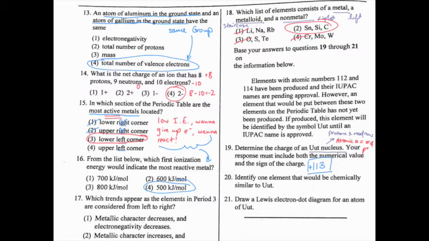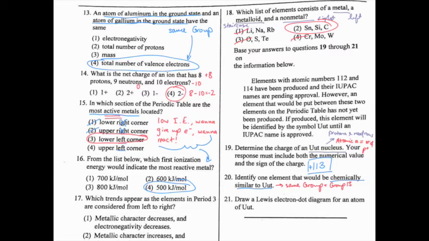Number 20. Identify one element that would be chemically similar to UUT. So chemically similar means the same group. That means they're going to have the same number of valence electrons. You could pick any of those elements within that same group.